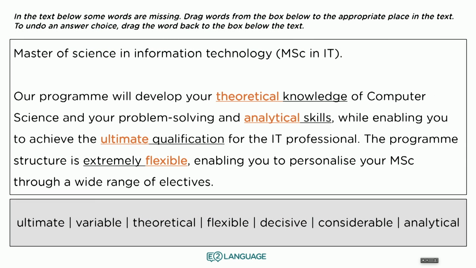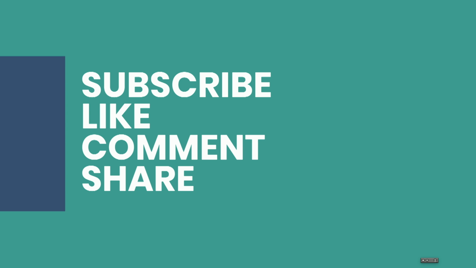Let's have a look at the answers. So the word knowledge was there, and the gap next to it, well, it could be filled with theoretical knowledge, right? That's a very commonly occurring collocation. Or next one, analytical skills. You've probably heard that before. Ultimate qualification isn't really a common collocation, but extremely flexible certainly is. So we've got three very common collocations and one not so common, but it's the only word that could work there. So that's how it applies in practice to the task.